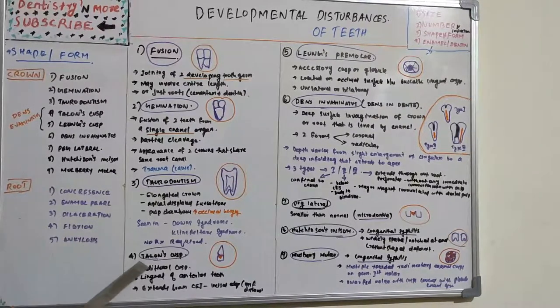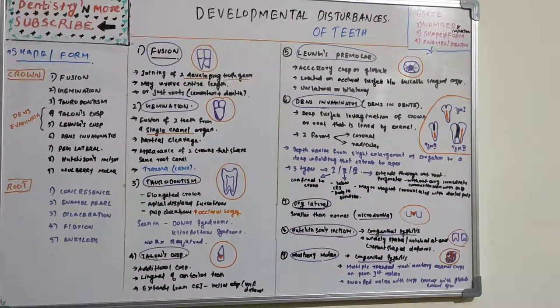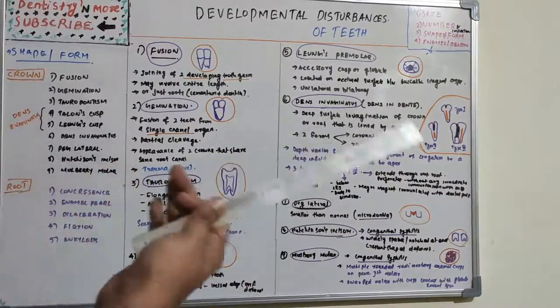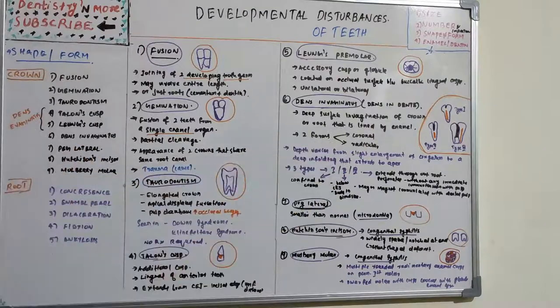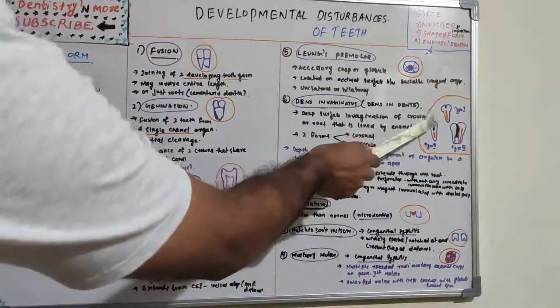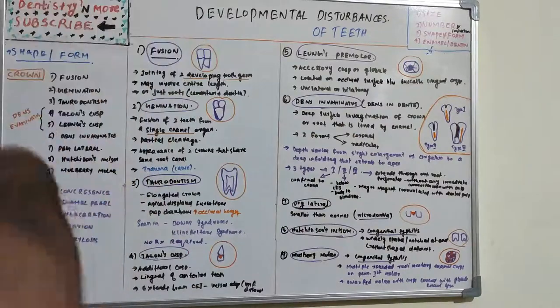So Talon's cusp and Leung's premolar are known as dens evaginatus. Okay. Now we have dens invaginatus, also known as dens indent. Tooth within tooth, that's why it's known as dens indent. It is due to deep surface invagination. Invagination is inward growth of the crown or root that is lined by enamel. So it is going inside.